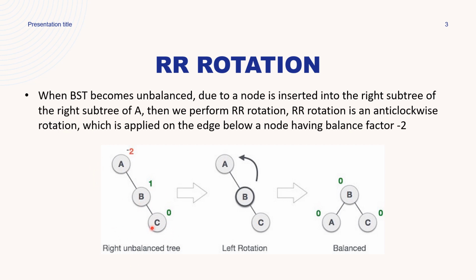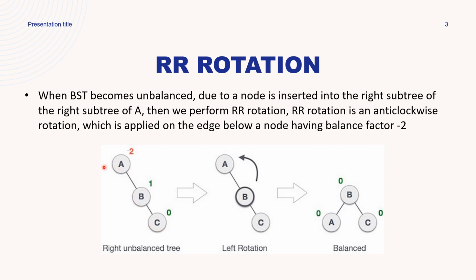So in the example, this tree is unbalanced because it has -2 as the balance factor. It is unbalanced because the C node is inserted at the right subtree of the B node, and B is already a right subtree of the root node. Because of this, it becomes unbalanced, or we can say it's a right unbalanced tree.